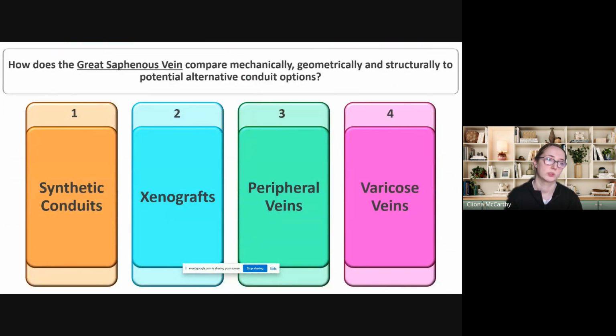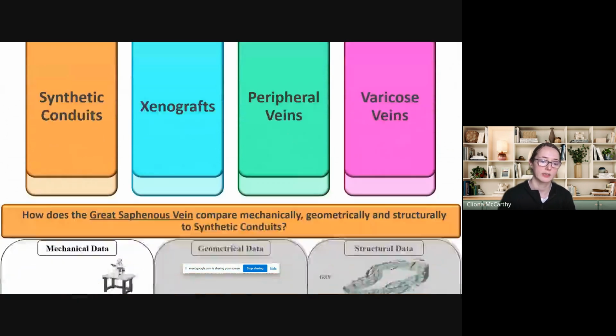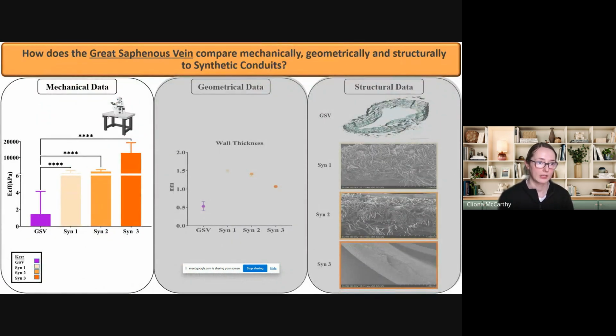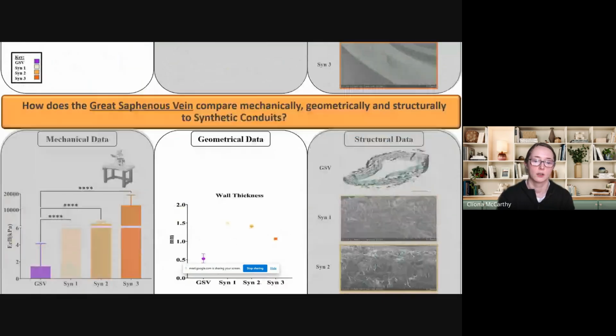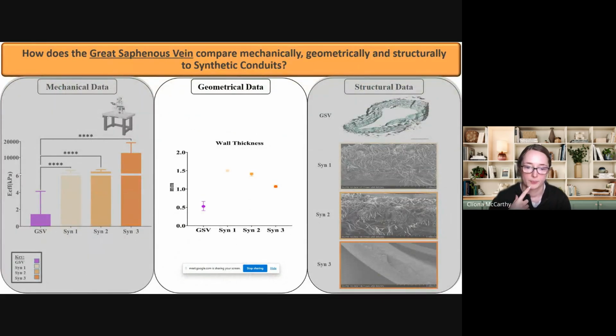So then I suppose going into the mechanical, geometrical and structural data for the different groups, I would have looked at when comparing back to the great saphenous vein. You see, first of all, that for the synthetic conduits there's a significant mechanical difference when compared to the great saphenous vein. We see the wall thickness here, the synthetic conduits again were thicker than the great saphenous vein.